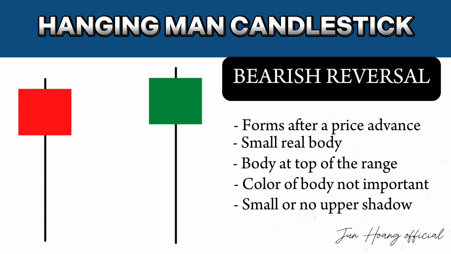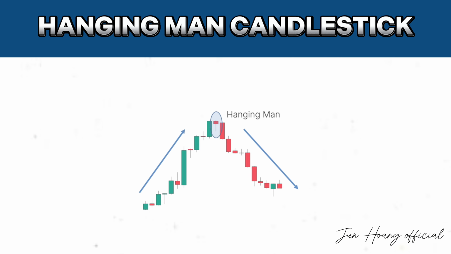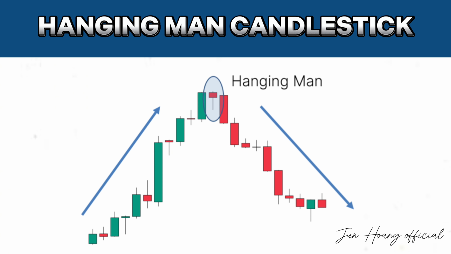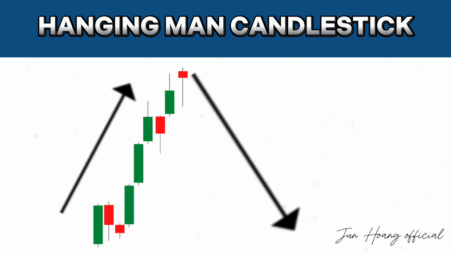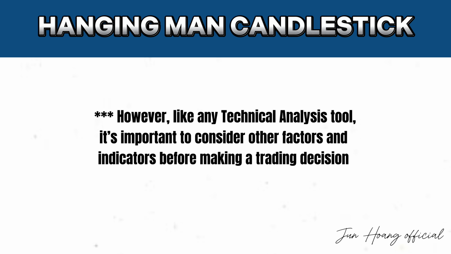The presence of a hanging man suggests that, although the price rallied during the trading session, sellers were able to push the price back down, indicating potential weakness in the bullish trend. Traders often interpret the hanging man as a warning sign that the uptrend may be losing momentum and that a reversal to the downside could be imminent. However, as with any candlestick pattern, it's essential to consider other technical indicators and factors before making trading decisions.